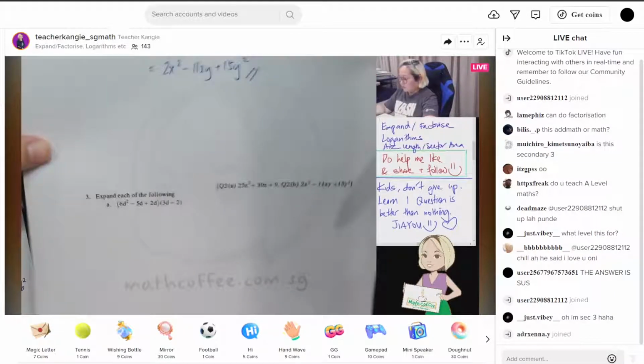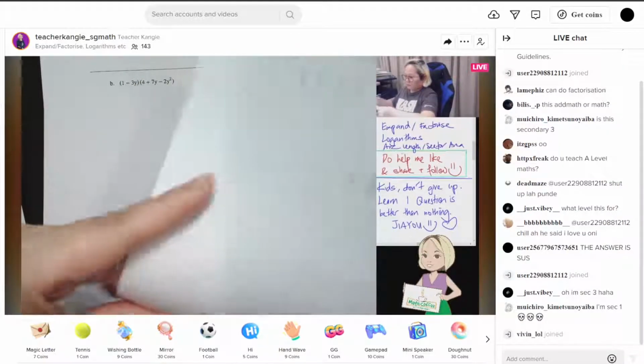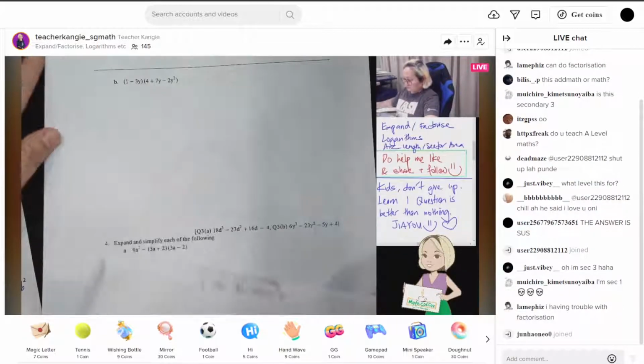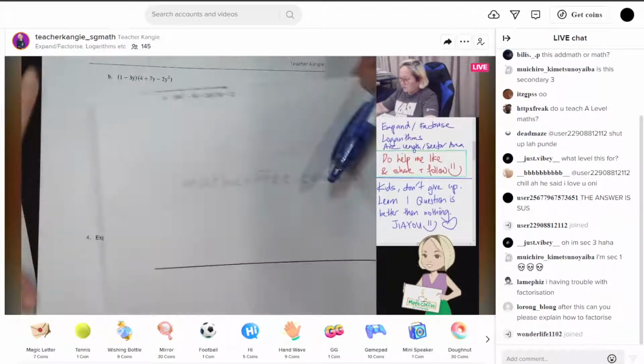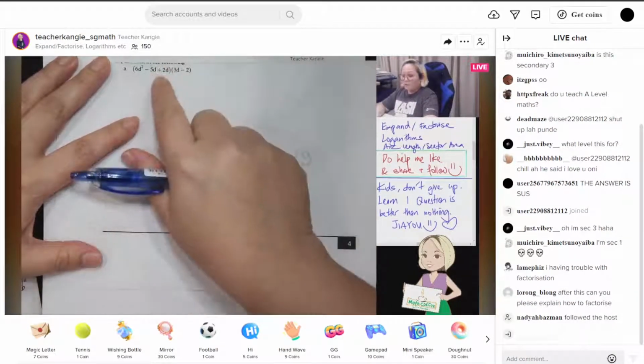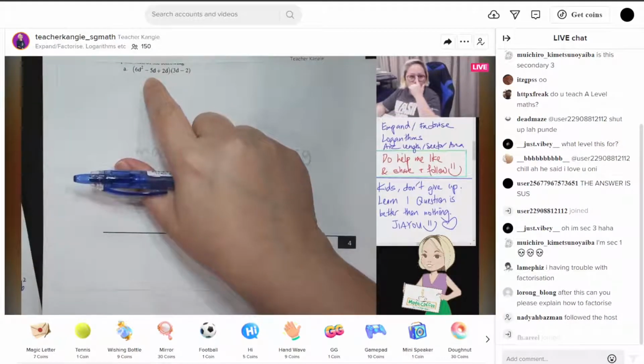Okay, expand. No, this is Sec 2, EMath. Factorization is behind. Okay, so come, let's see. So now, slightly move out already. Just now you can see that it's 2 terms multiplied by 2 terms. Now it's 3 terms multiplied by 2 terms.